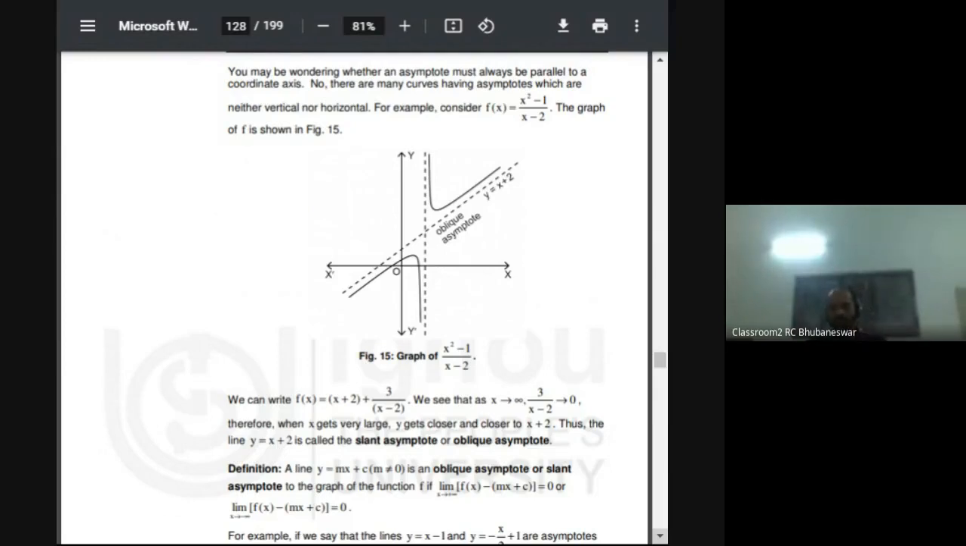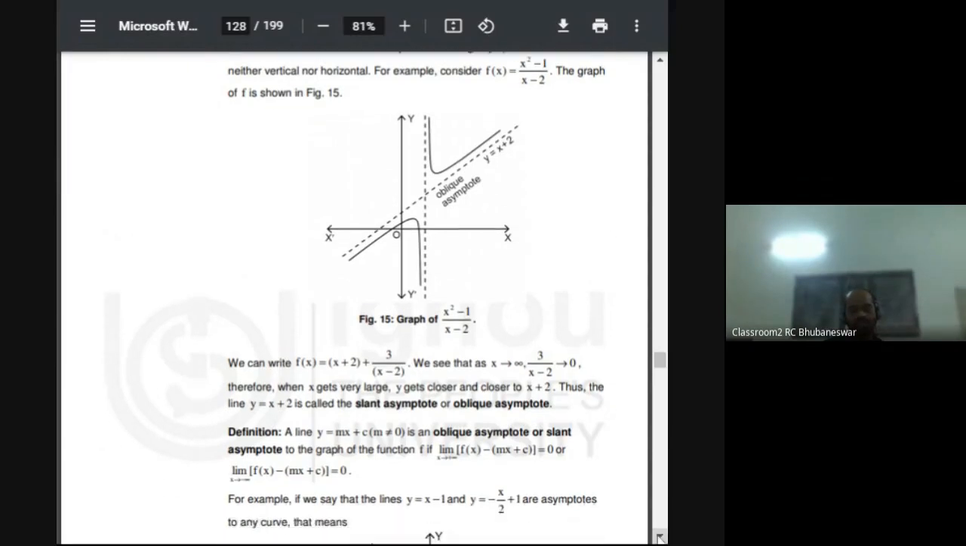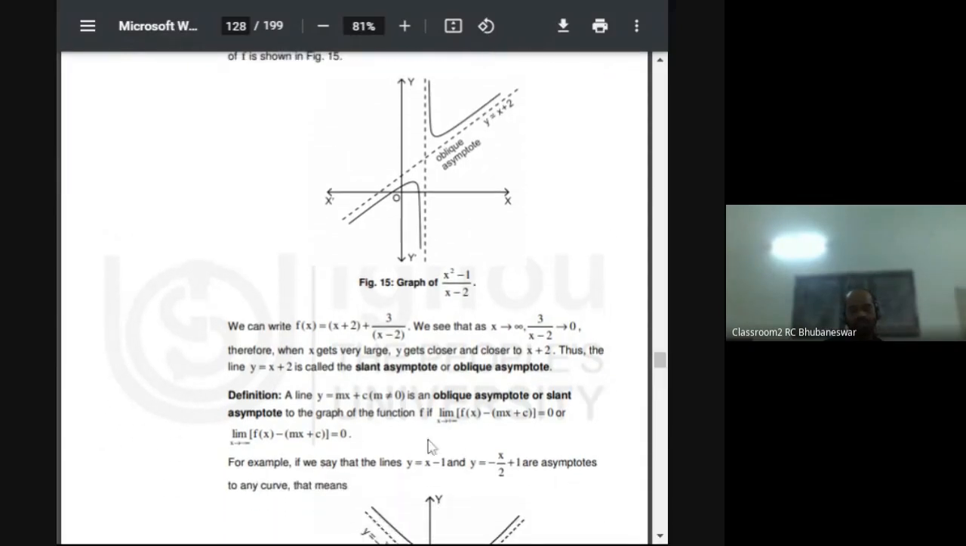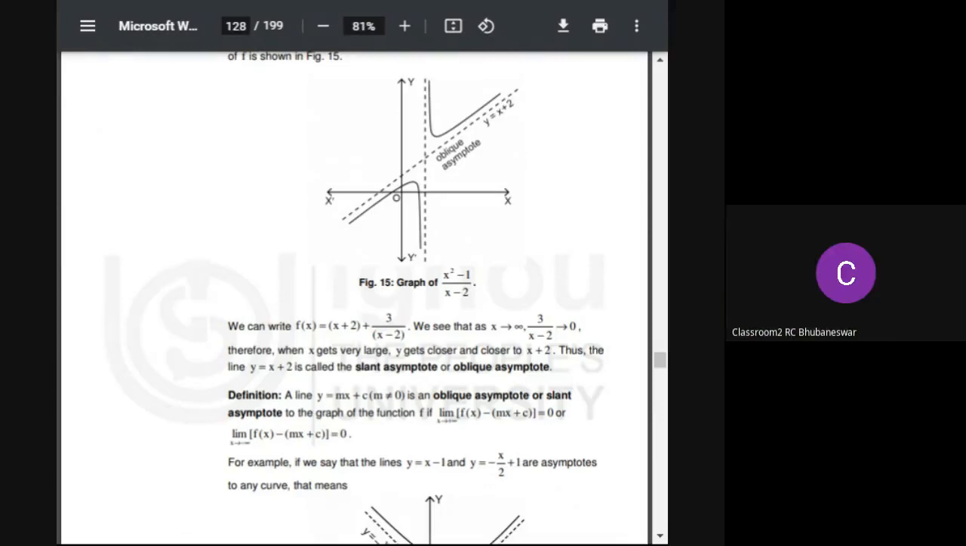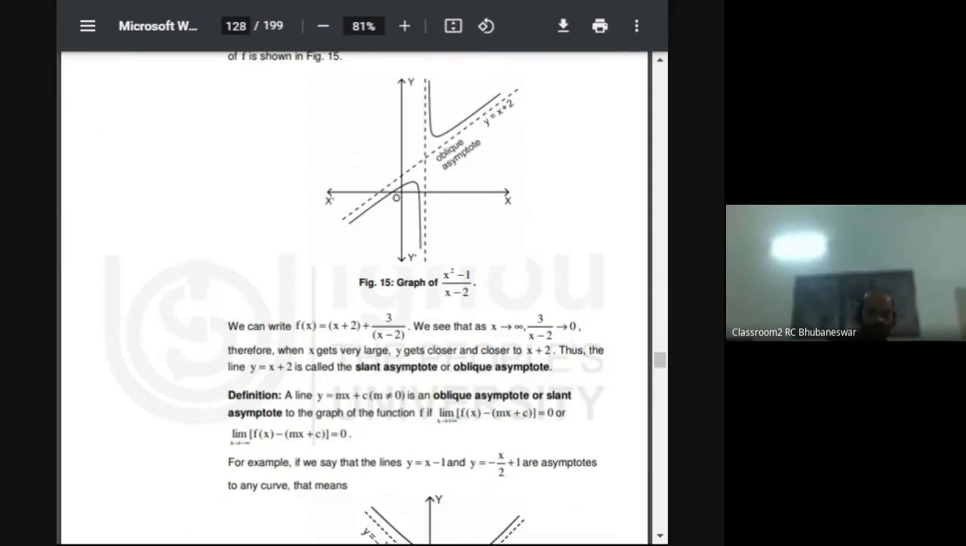So here, look at the figure. In that figure, we clearly observe the dotted lines. So here, dotted lines are clearly non-parallel to the oblique asymptote or slant asymptote. We have a simple definition here.